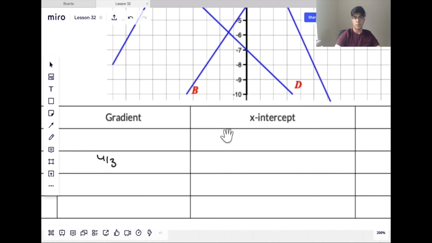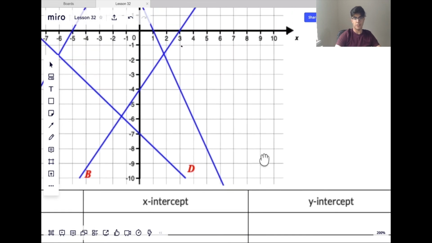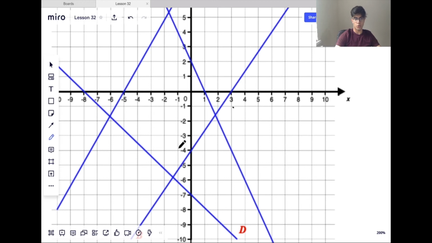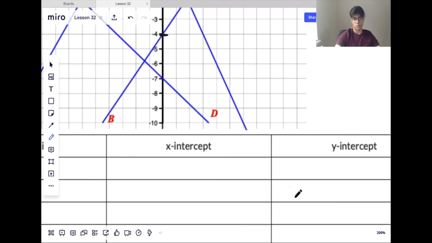And okay, so we'll talk about x-intercept in a second. Y-intercept, well, that's easy enough. What we do is we just go to B and see where it crosses the y-axis. It crosses at minus 4, so we write minus 4.